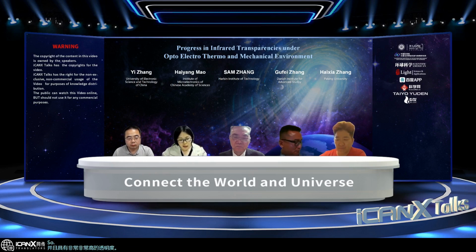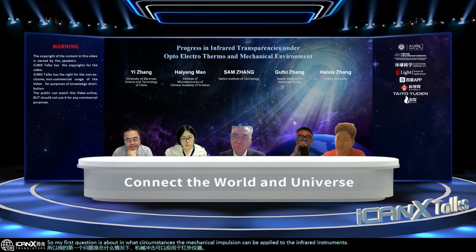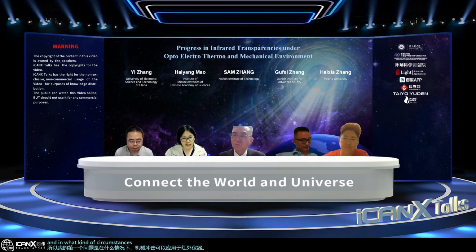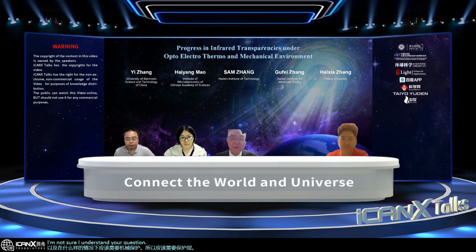I am quite sorry I didn't quite catch the first few slides of this talk. So my first question is: in what circumstances can mechanical impulsion be applied to the infrared instruments, and in what kind of circumstances is mechanical protection needed, so that the protective layer should be needed? I'm not sure I understand your question correctly. You're asking in what kind of environment mechanical protection is necessary? Yes. Okay, let me first answer your question.